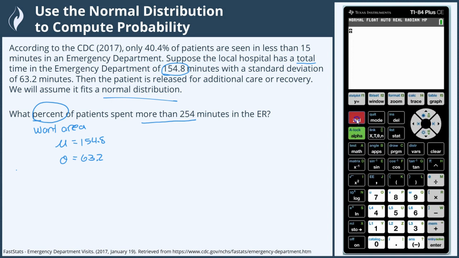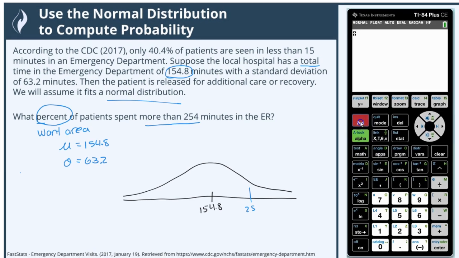So if I were to draw the curve, which is something that I like to do because I'm a visual person, and you don't have to do this every time, but it's nice to see. This is a normal distribution curve, and the center of this curve is my mean, which in this situation is 154.8. Now, the number I'm dealing with is 254, more than 254. I like to put my center on the curve as a reference. It's always my mean. So I know that 254 is over here to the right, in the right tail somewhere. The figure is not perfect, it doesn't have to be. This is literally just for reference.